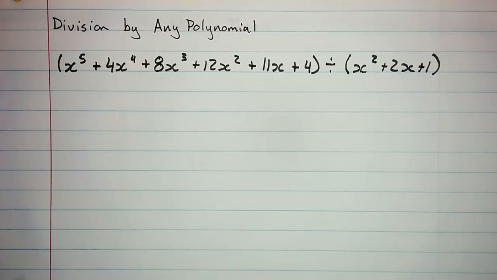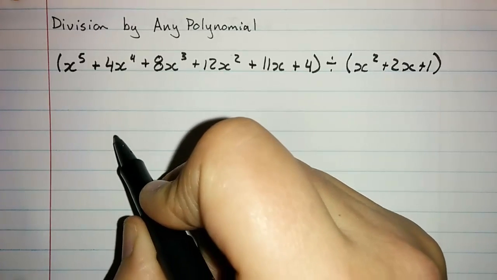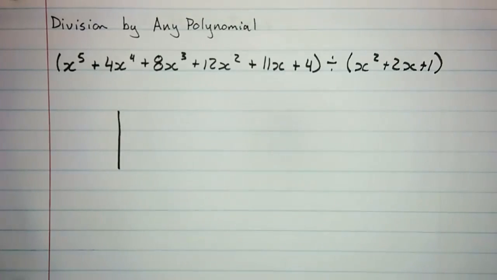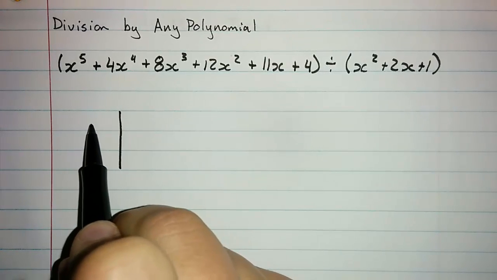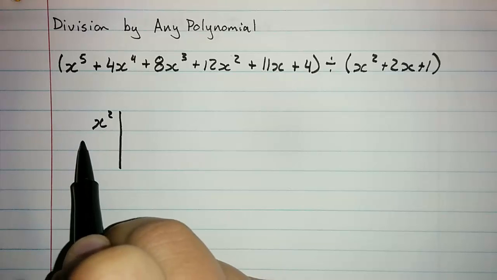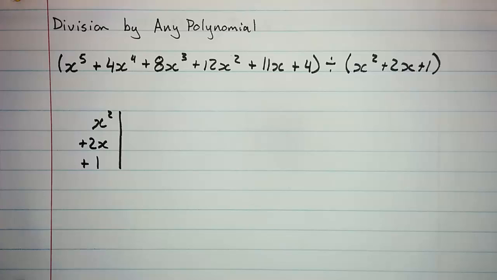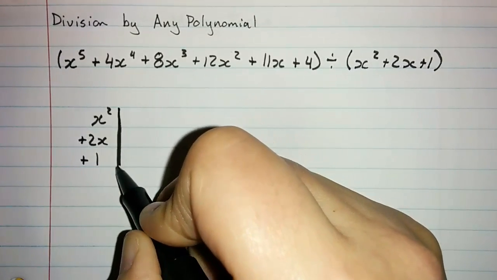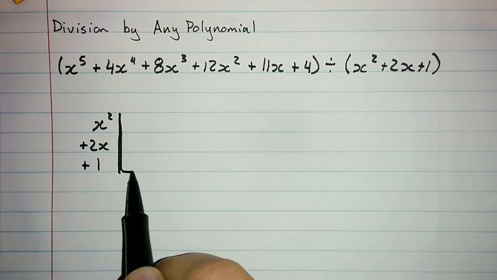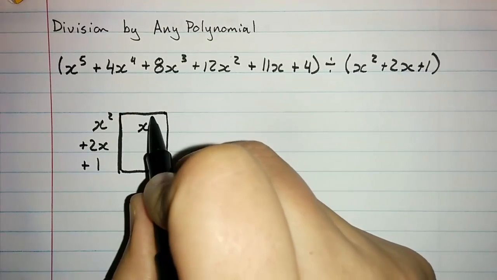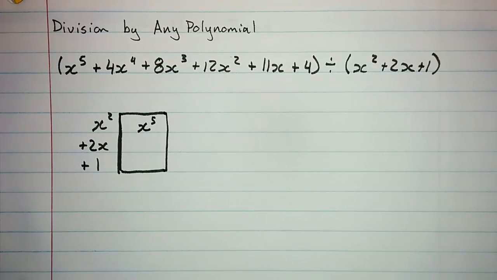We would begin our setup in the same way as we did when we were dividing by a linear binomial. We'll set up the kind of box we use for multiplication. We'll have x squared plus 2x plus 1 down the side. Notice we now have 3 rows rather than 2. We'll put our leading term in the upper left-hand box.